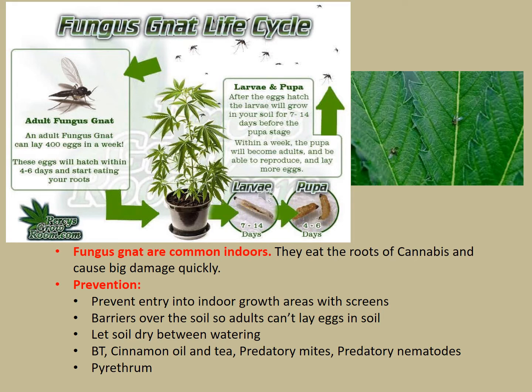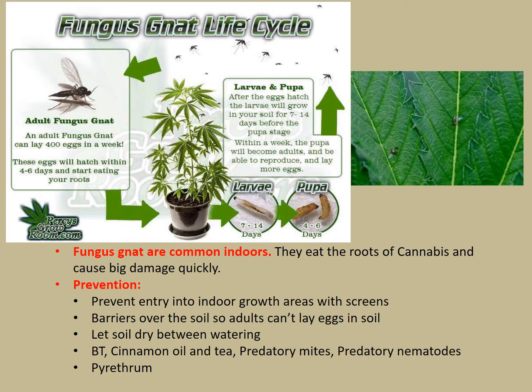Another cannabis pest is the fungus gnat. The adult fungus gnat will lay up to 400 eggs in 1 week. Their eggs are laid in the ground, and the eggs hatch, and the larvae will grow in the soil. After about a week, they eat a lot of the roots of the plant in the first few days, like days 4 through 6, and then after about a week, they enter the pupa stage, and then they'll stay in that stage until they become an adult and more able to reproduce and lay more eggs.